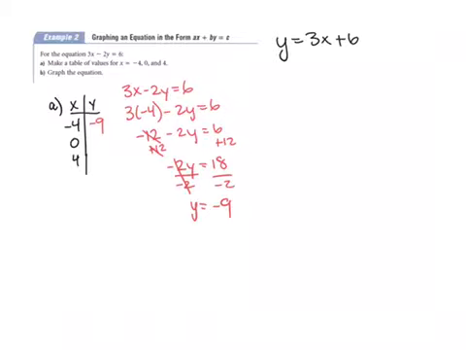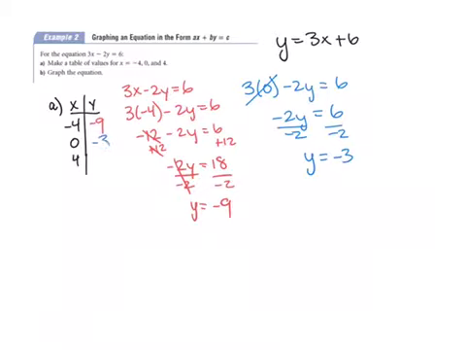The next one we have to do is 0. So we're going to have 3 times 0 minus 2y is equal to 6. So 3 times 0 is just 0, so that gets rid of that term, which is nice and easy. And we're left with -2y is equal to 6. And we're going to divide by -2, divide by -2, y is equal to -3.